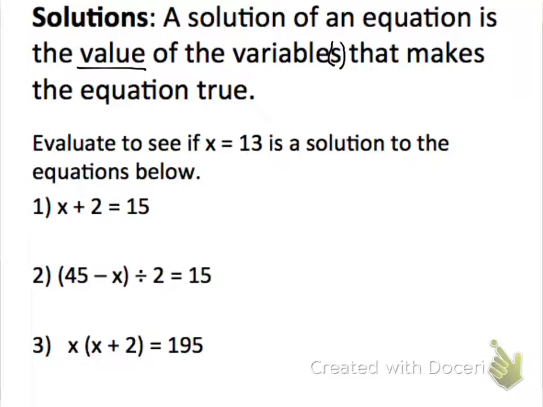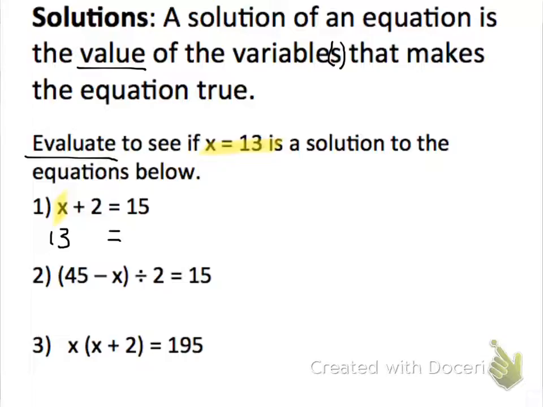It says evaluate to see if x equals 13 is a solution to the equations below. Okay, let's start with number 1. It tells me that x is equal to 13, so instead of writing my x on my next line down, I'm going to write 13. I'm not going to start by writing my equal signs over here, because we already have our equal sign, and it's in the middle. So my equal sign stays here.